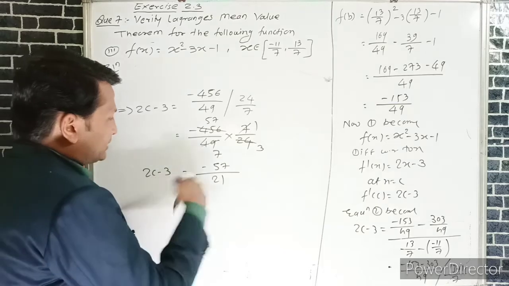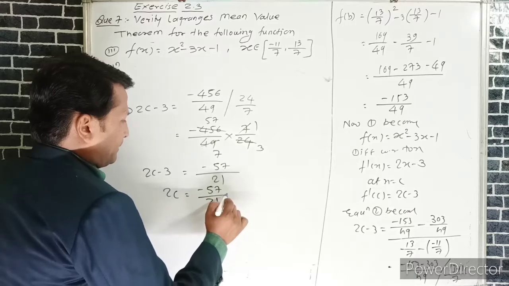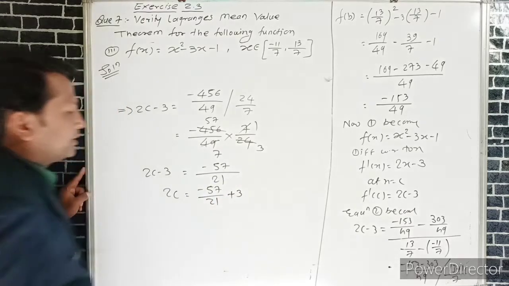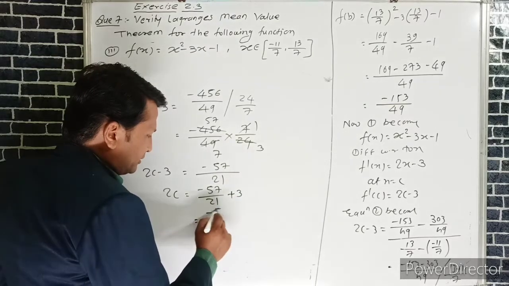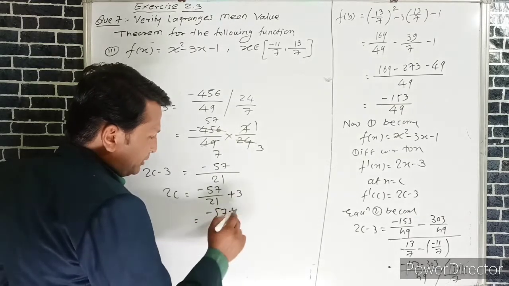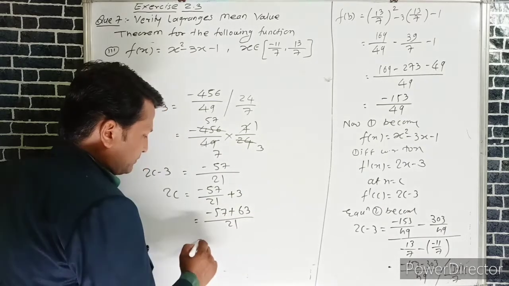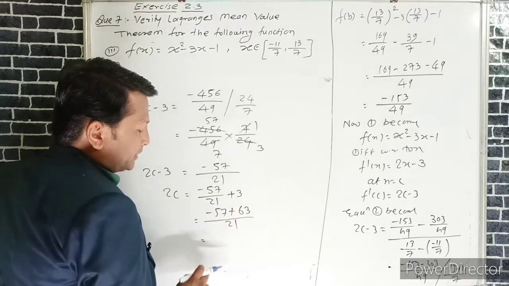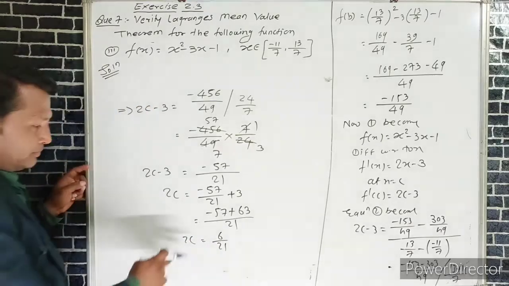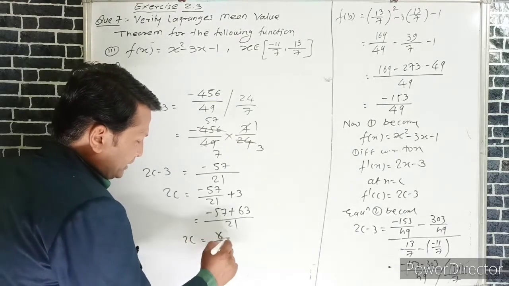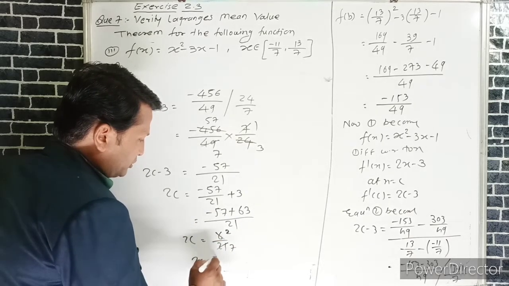If we shift this minus 3 to the right side, we can write 2c is equal to minus 57 upon 21, plus 3. If we take equal denominators, then we multiply 3 by 21, which is 63 upon 21. Minus 57 plus 63, we get 6 upon 21, the value of 2c. If we shift this to the right side, we can write 3 into 2 is 6, 3 into 7 is 21, so 2c is equal to 2 by 7.